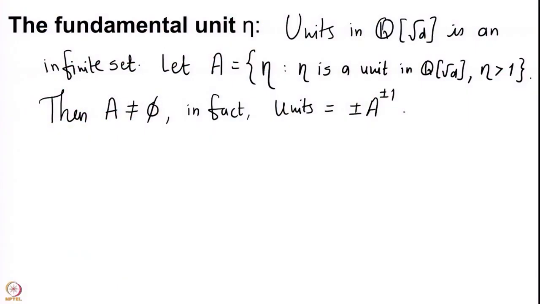So, in some sense, A contains about 1/4 of the units. Whenever you have any unit in A, you get 3 more units. If you start with eta, an element in A, then you will have 1 upon eta, you will have negative eta and negative 1 upon eta. So, you get 4 different units starting with 1 unit in A, and then you have the 2 trivial units plus minus 1, which will give you the whole set of units in Q root D. We also noticed that the units are of the form U plus V root D, where U and V can be integers or half the integers. So, let us see what are the conditions on U and V.